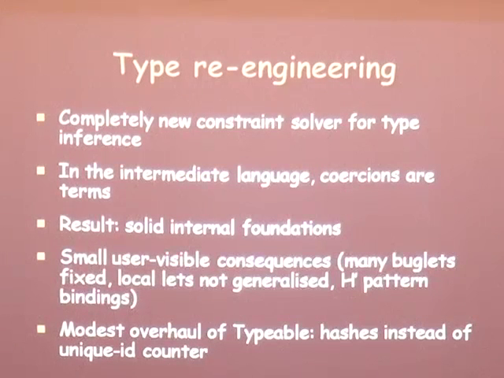Okay, so that's that. Are newtypes sound now? Oh no, there's this long outstanding bug. Bug 1496 is the dreaded newtype deriving bug. No, that's still not fixed.